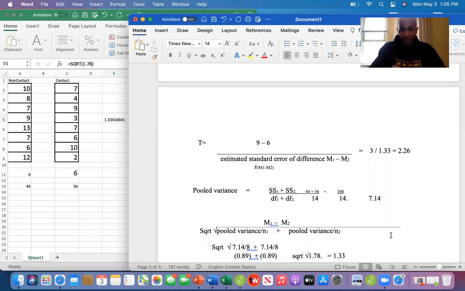Notice there were some areas where I stated or misstated 0.089 when it was 0.89, although I had it written correctly. These things can be written incorrectly. So there you have it. That's your independent samples t-test.